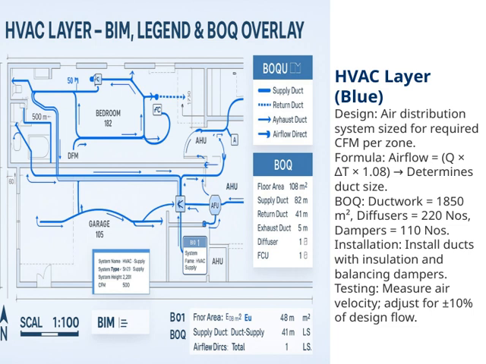Finally, testing is a vital step. We measure the air velocity at various points to verify that the flow matches our design. If adjustments are needed, we make them so that the actual flow stays within plus or minus 10% of what we initially designed. This process helps us ensure optimal performance and comfort in the space.